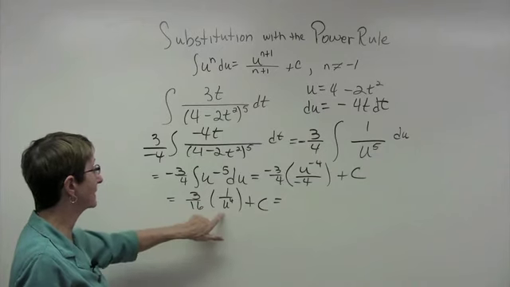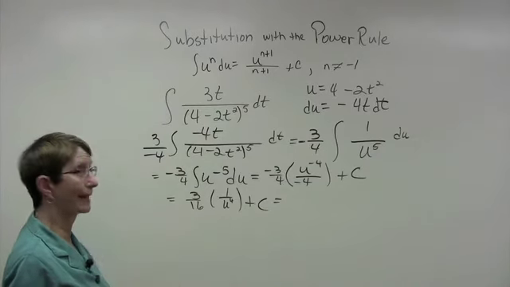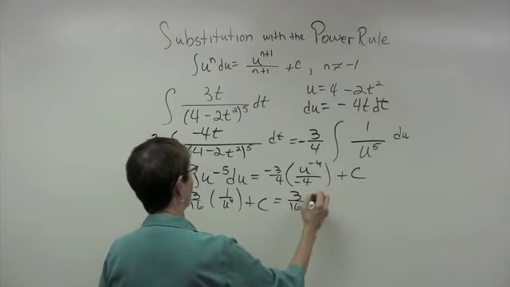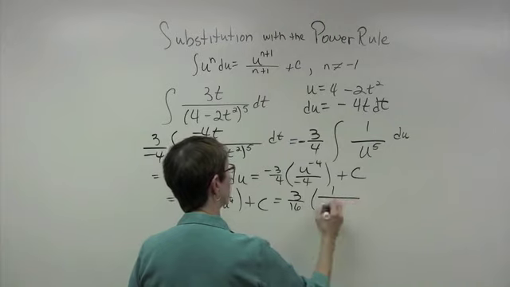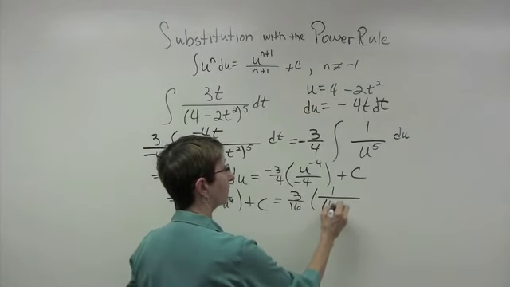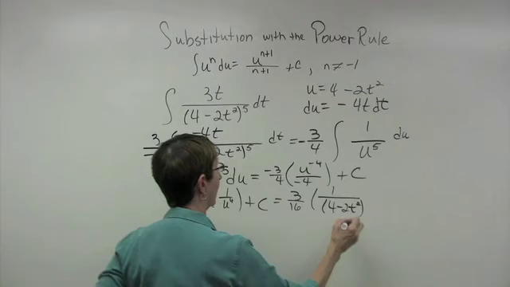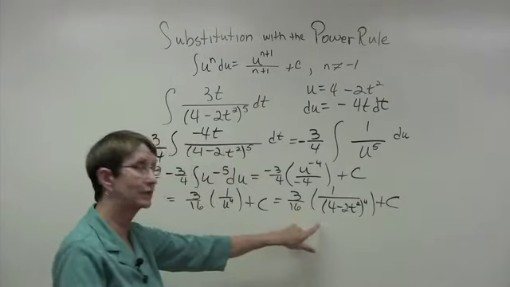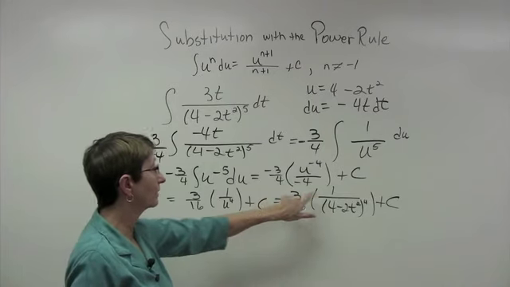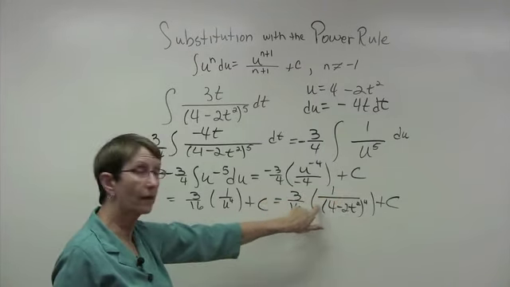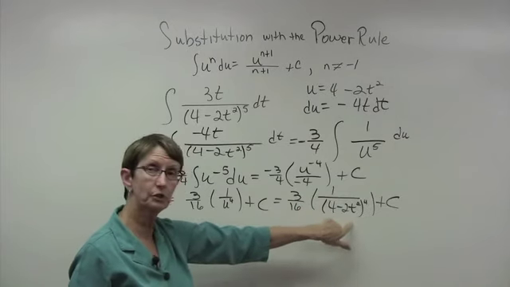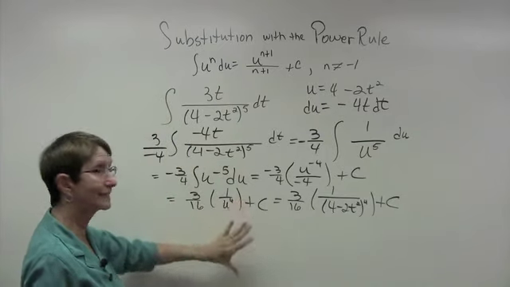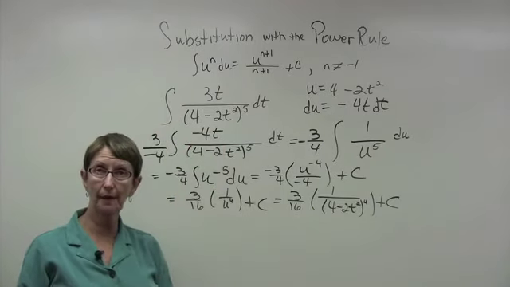And then the last step is to take whatever u was equal to and put it back in here. So my final answer would be 3/16 times 1 over u, which is 4 minus 2t squared, now to the 4th power plus c. And there are various ways to write this. You might see this written with the 3 on top and the 16 on the bottom with the rest of the function. But this in general is what you will see when you have your antiderivative with u substitution using the power rule.